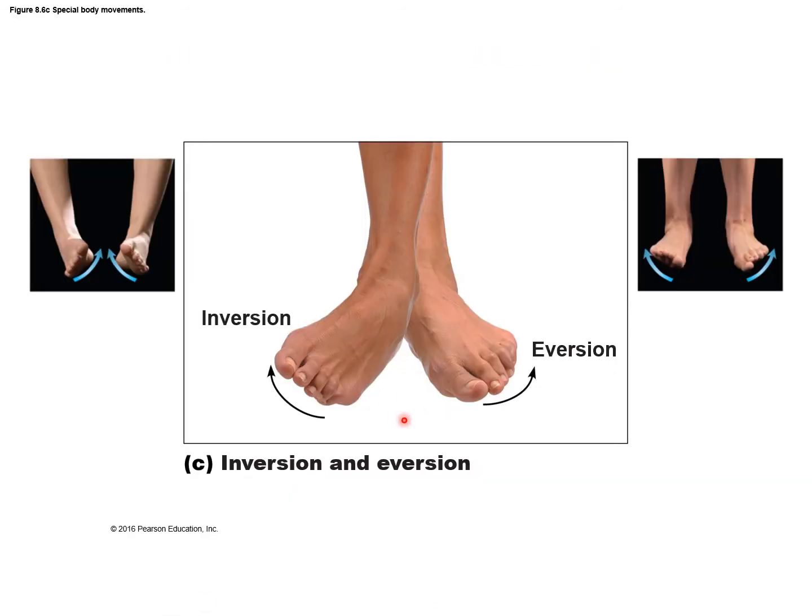Here is your illustration of eversion and inversion of the foot at the ankle joint. Eversion is when the lateral aspect of your foot is pointing more laterally, just like as shown in this picture on the right. The lateral aspect of the foot is being pointed upwards or outwards.